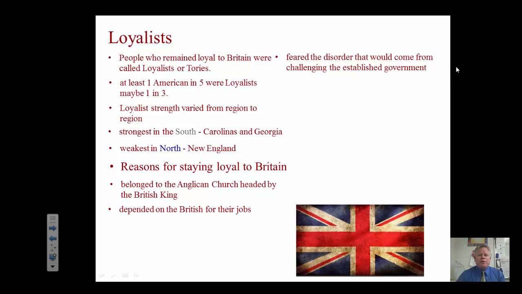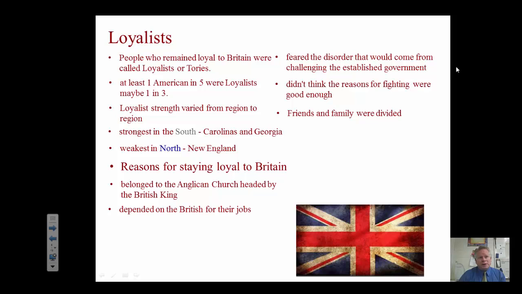Some people feared the disorder that would come from challenging the established government. I mean, they didn't like the British government, but you never know what you're going to get. Would the new government be worse? Some people feared that. And they also didn't think the reasons for fighting were good enough. They didn't think unfair taxes was a good enough reason for rebellion.